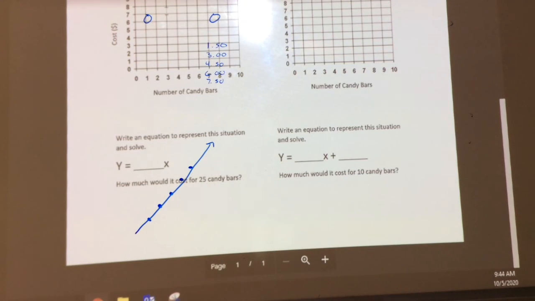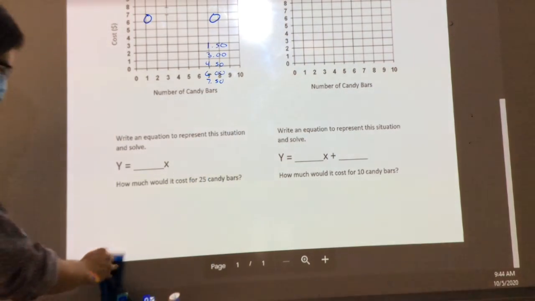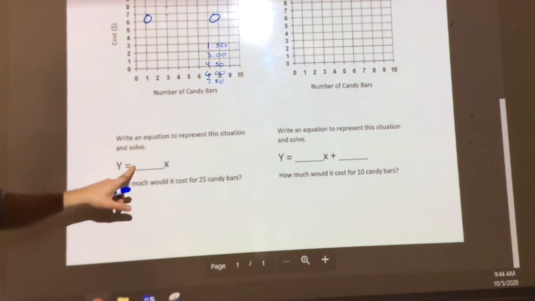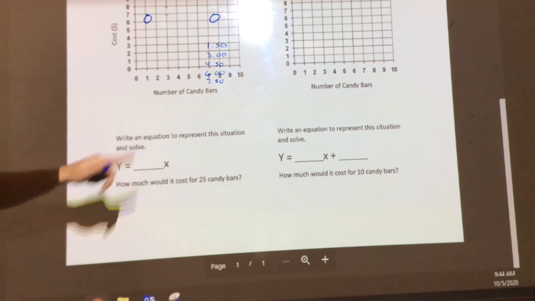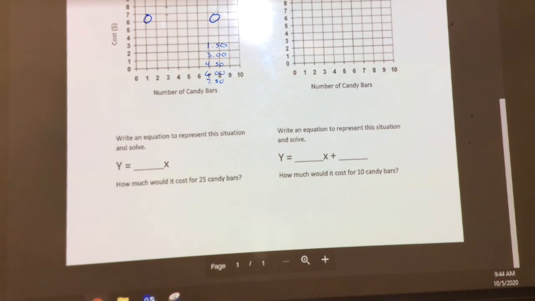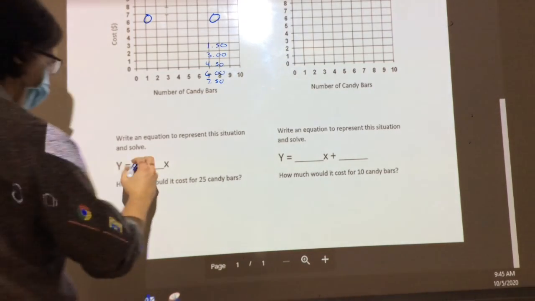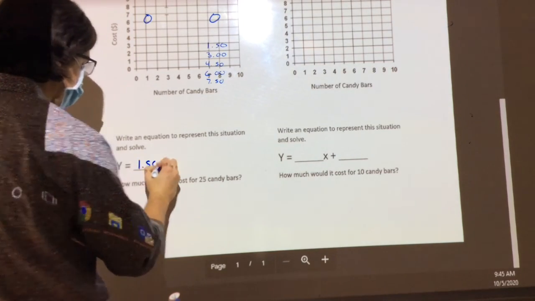Okay, it says write an equation to represent this situation. Now, we're going to keep the graph up here, and I want you to see something. Y is equal to something x. So write an equation to represent this situation. Now, just hear me out on this. What did we say earlier that we were multiplying by in order to get our total? Isaac? 3. Not 3. Jackson? 1.5. 1.5 or $1.50.